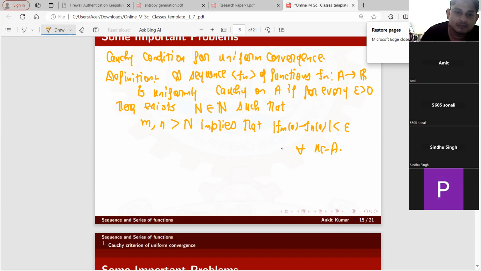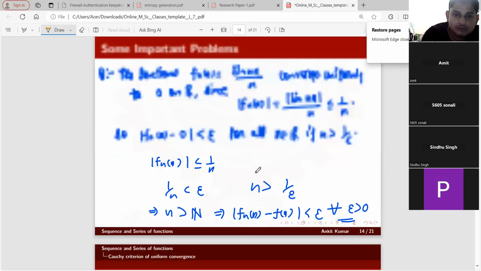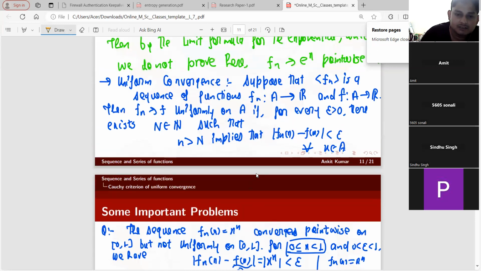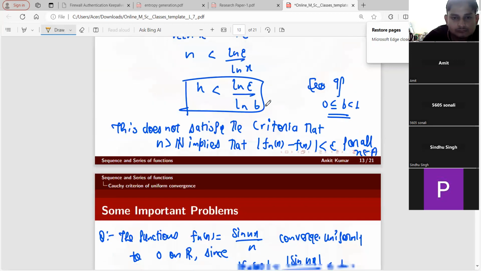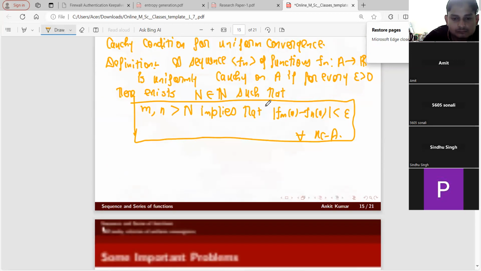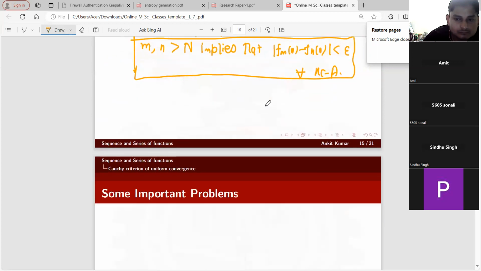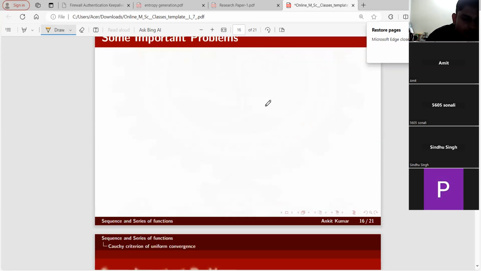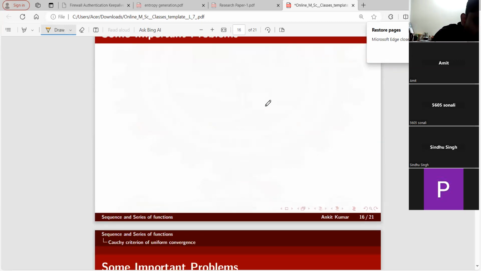So this condition is very important. For Cauchy, this condition is very important, and for uniform convergence, this condition. Important problems, we see the important problems.